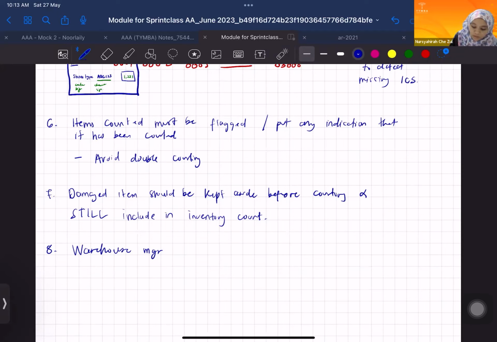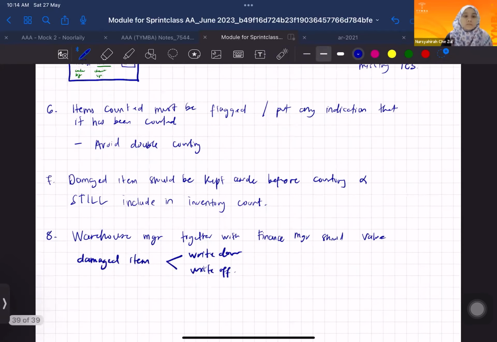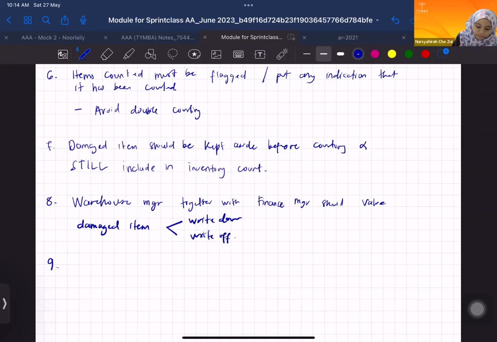So the warehouse manager together with the finance manager should value damaged items, so it's either a write down or a write off. Alright, number 9.